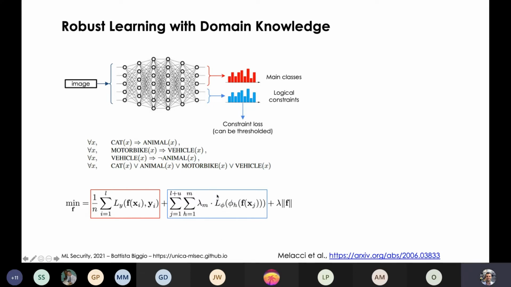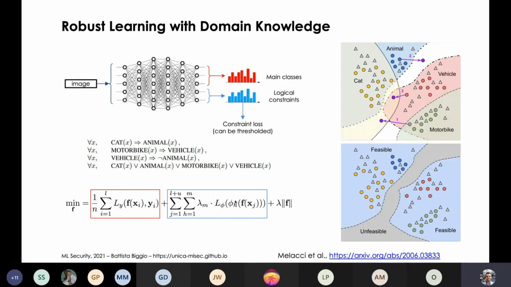The other assumption is that you have labeled data, and then you have a lot of unsupervised training points on which you can anyway try to enforce the constraints. But if you do this, again, you try to achieve a similar effect of restricting the decision regions. So let's say this is the normal space of the outputs. You have animals, cats, vehicles, and motorbikes.